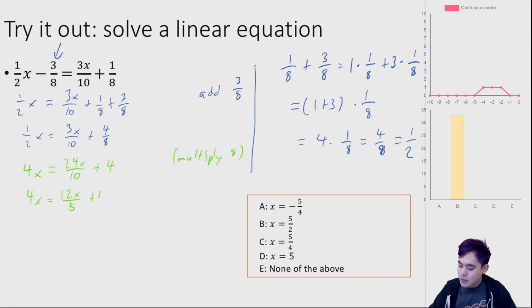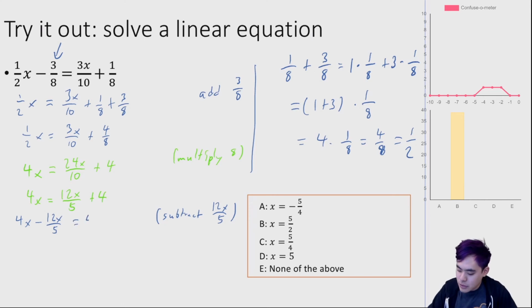And then for the next step, you notice that I have x's on both sides, and I only want all the x's on one side. So what can I do? Well, I can subtract again. So I'm going to subtract 12x over 5 from both sides. That gives me 4x minus 12x over 5 is equal to 4.